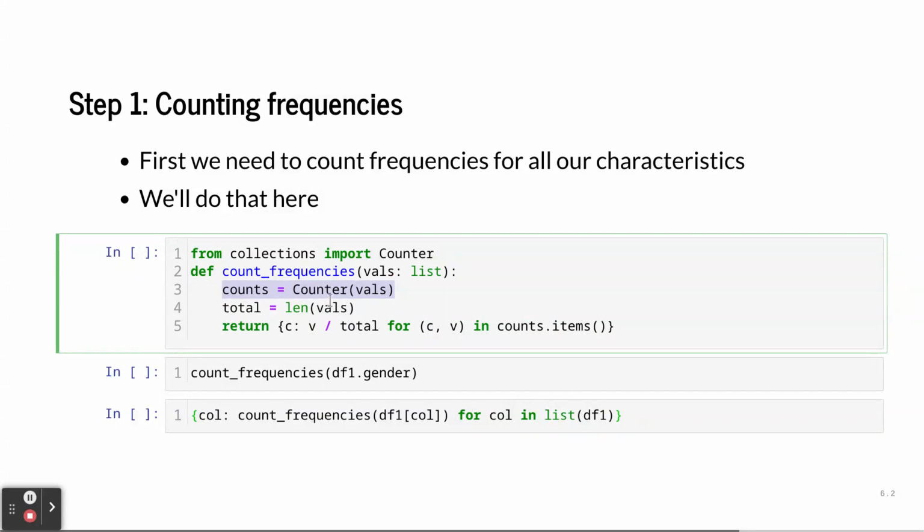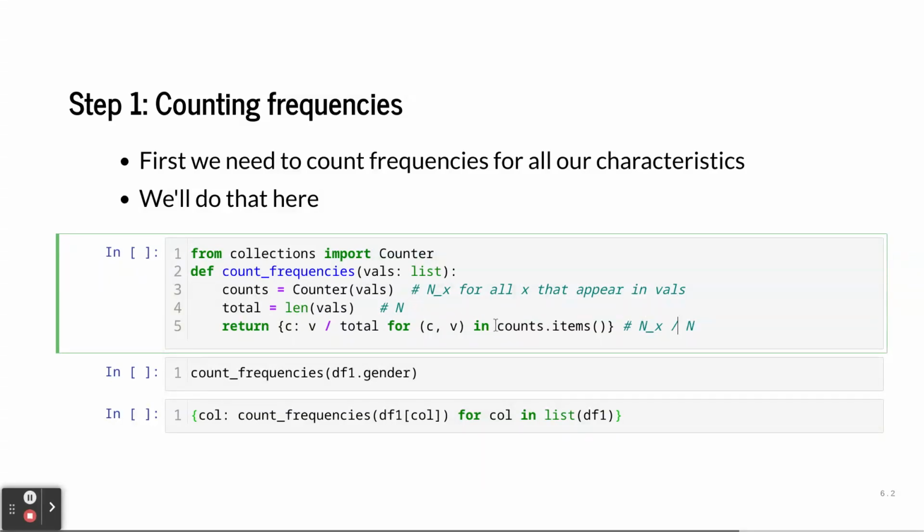What it's going to do under the hood is iterate through the list one item at a time and keep track of how many times each item appears. Then we're going to ask for the total number of items in our list. So this would be like n. And then this one would be like n sub x for all x that appear in vals. And now our return value is going to be equal to nx over n.